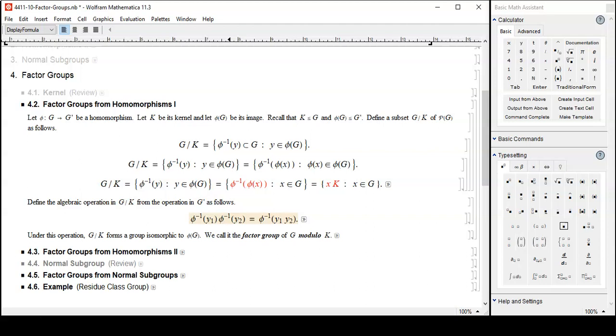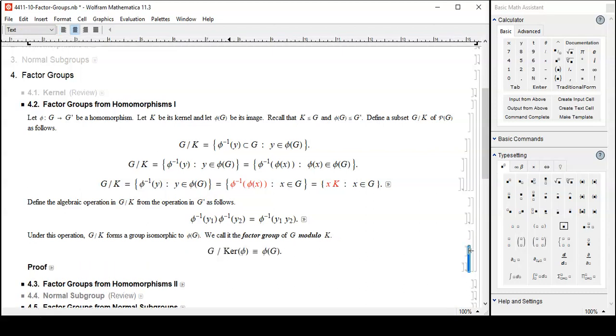And then with this set and with this group operation, we must prove that G over K is a group, and not only that, it is isomorphic to phi of G. We're going to call this group the factor group of G modulo K, or G over K.